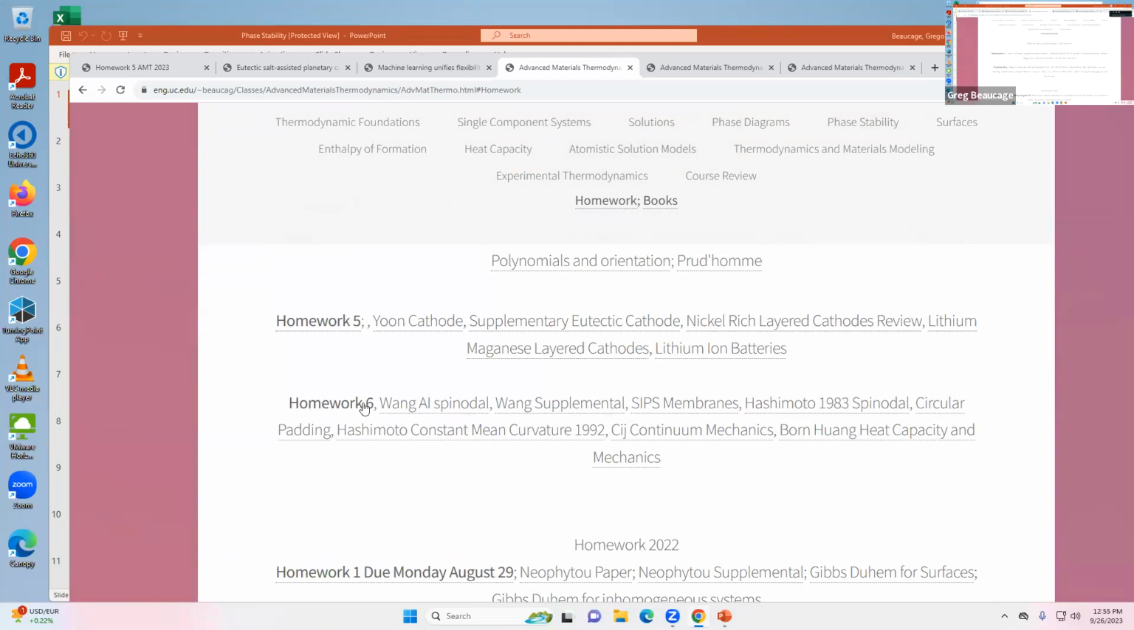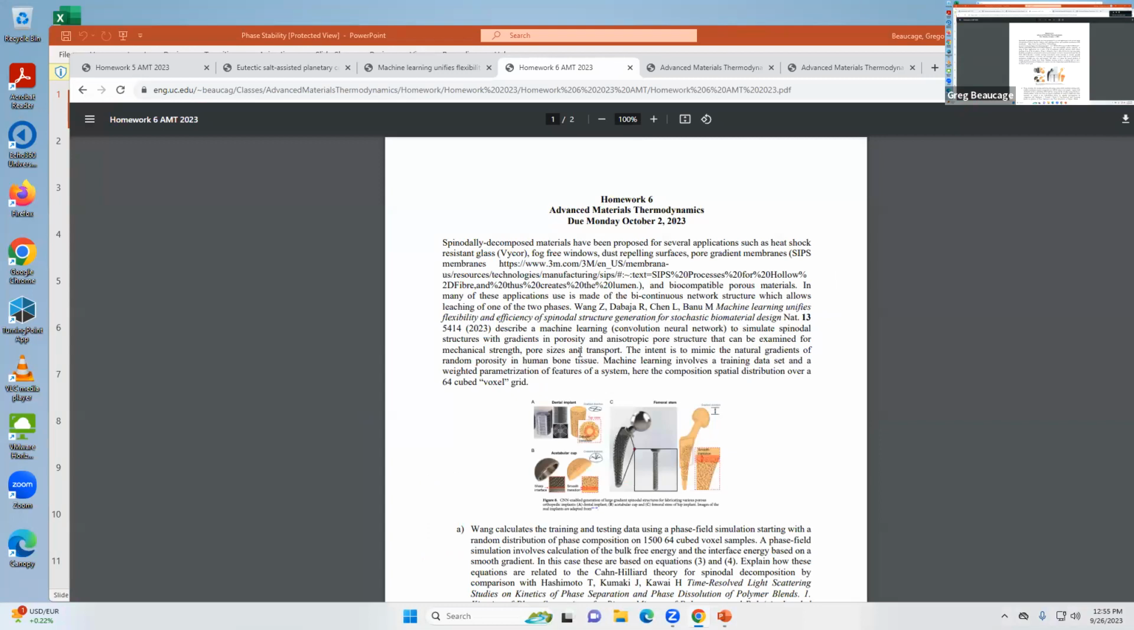I don't see it here. Anyway, it is in here though. Like the 3M membrane thing. So this thing.